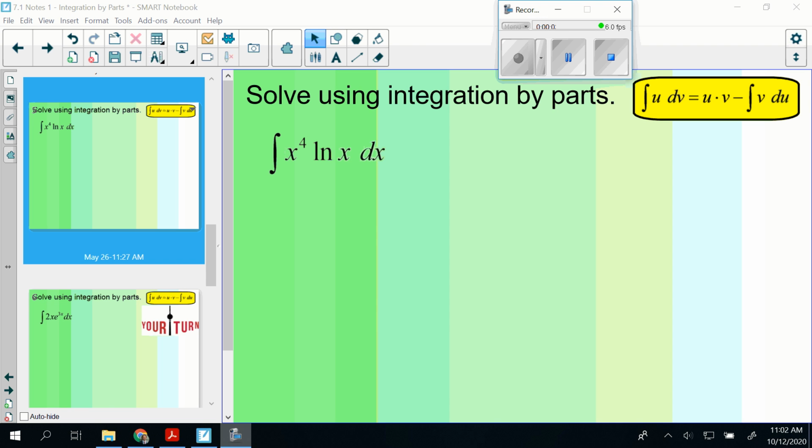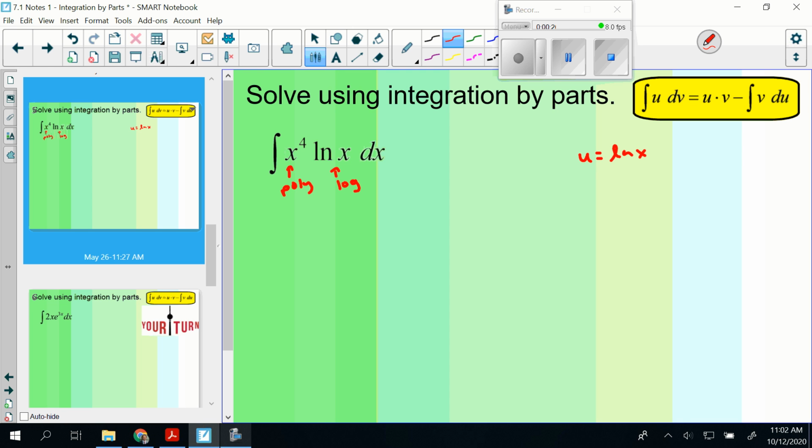All right, let's look at another integration by parts formula. So this function here looks like we have a polynomial, and this other function that's being multiplied to it is a logarithm function. So which one should we select as our choice for u? Logarithm is the number one selection there, so that's definitely the one we'd want to pick for our u.